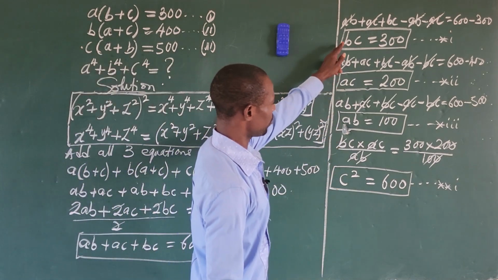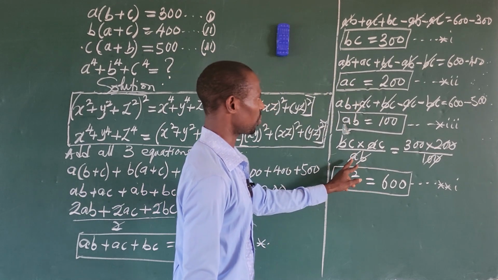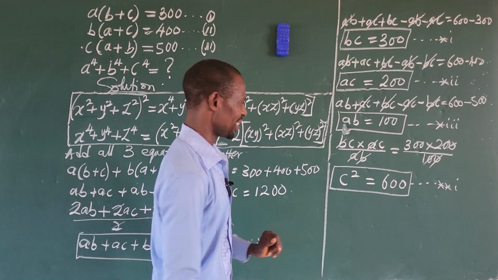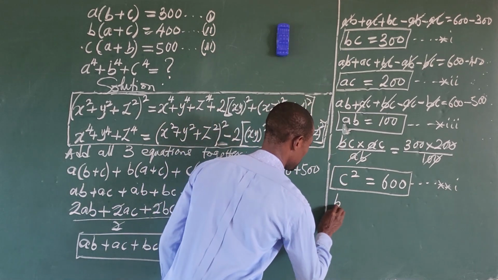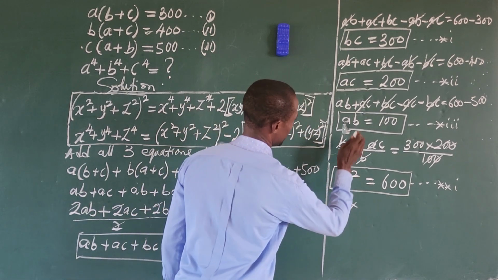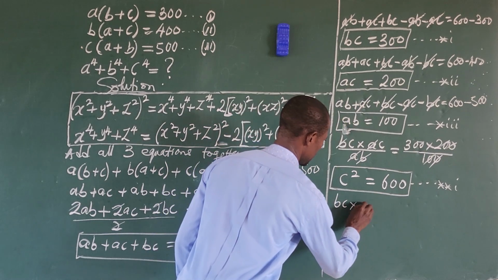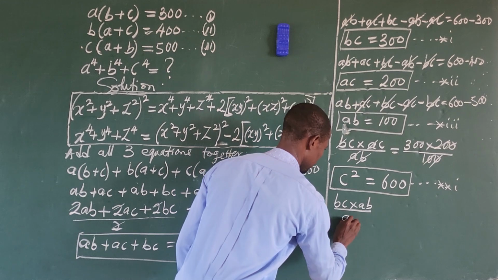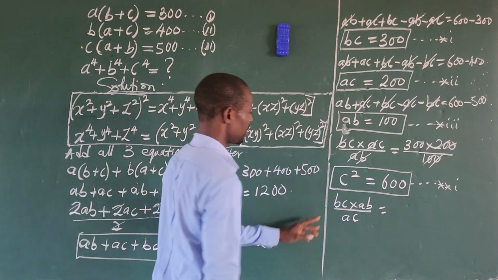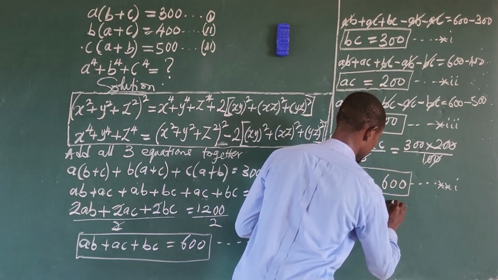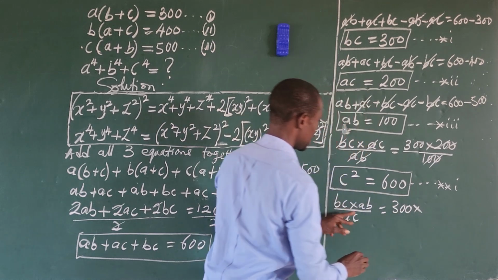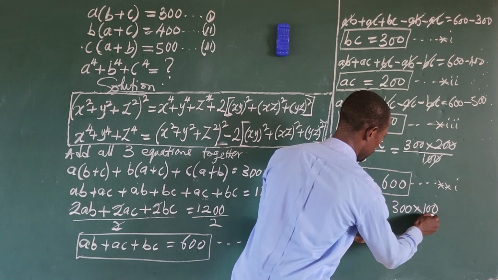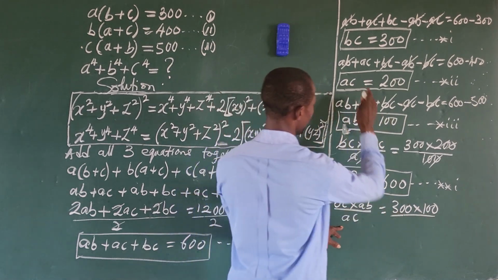Remember, we pick the first one times the second one divided by the third one. So this time, let's take this times this divided by this. It's going to give us our BC times our AB all over AC. Everything will now be equal to, what is our BC? 300. Again, we have 300 times our AB. What is our AB? 100. Then all over, what is our AC? 200.